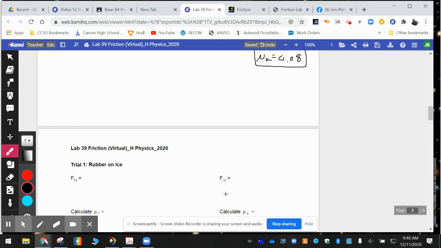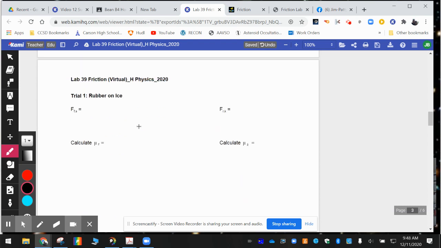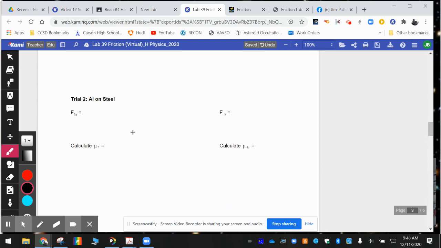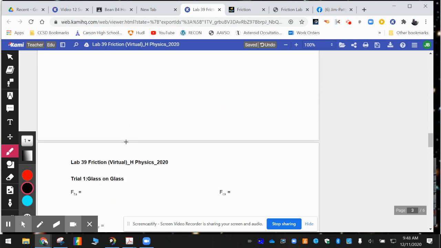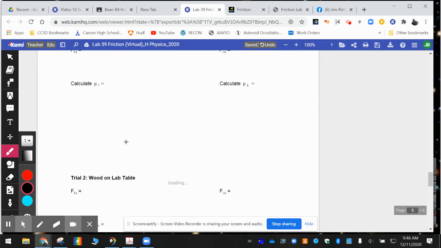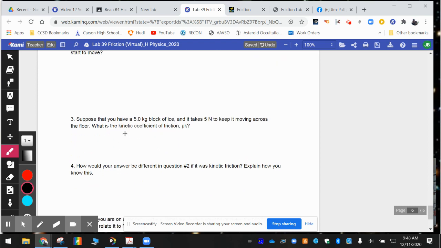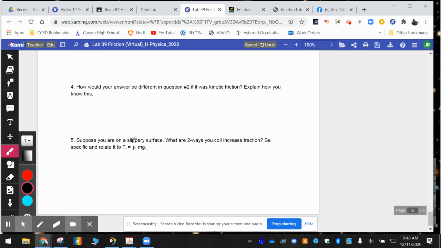So each person has a different combination. You have to do two of these. Just do the calculation here. And then there's some questions at the back here. There are about 5 questions here. So all this should be completed probably by 10:15 or so. Get it done, turn it in, and then work on any outstanding assignments that you have. Make sure you turn the lab in from last class today.